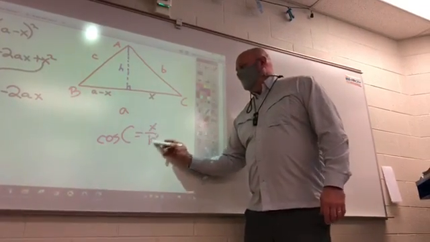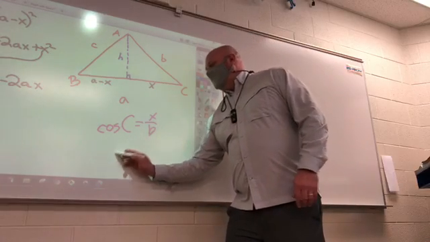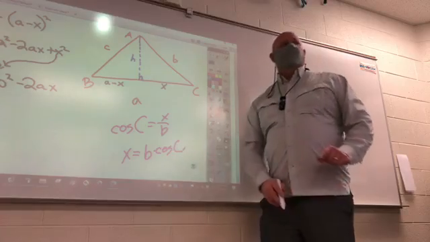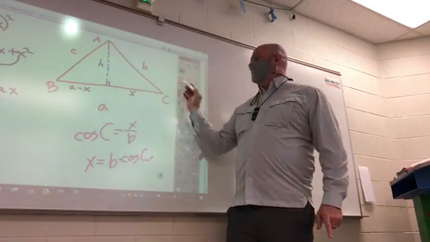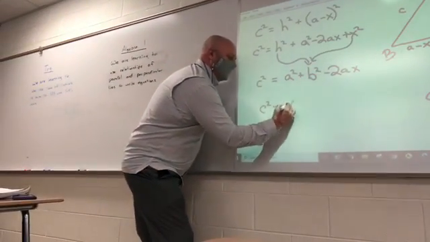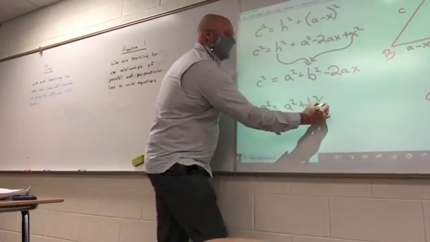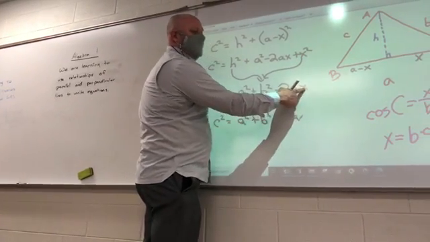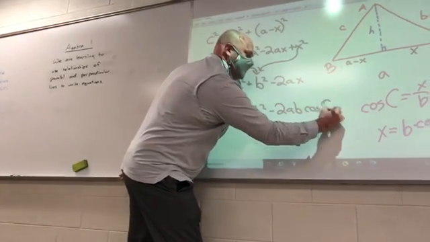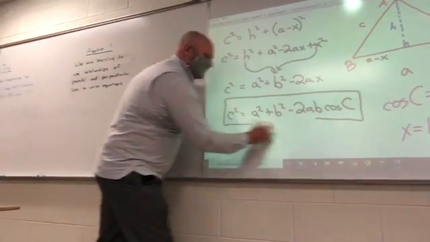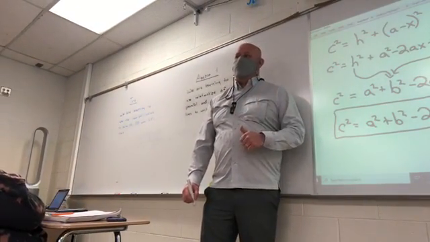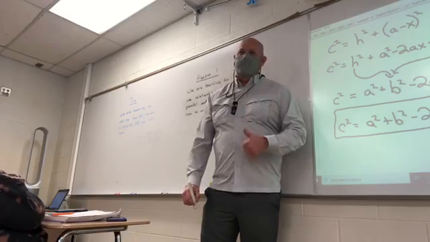X over b. So when I butterfly this, x is going to equal b times the cosine of c, right? I can substitute this into my equation. So what I get is c squared would equal a squared plus b squared minus 2a, but instead of x, I'm going to write times b times cosine of c. This nasty thing, that is one version of what we call the law of cosines. Yeah, I understand it's kind of ugly.